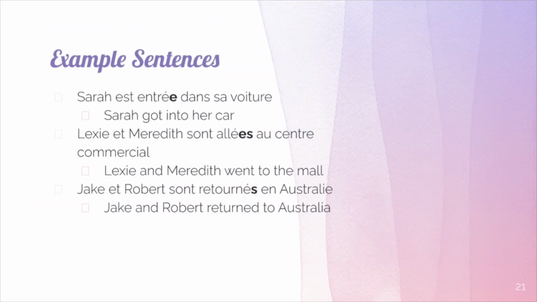Here are a couple of example sentences. The first one is Sarah est entrée dans sa voiture. There is an E at the end of the participe passé because the subject is feminine. Lexi et Meredith sont allées au centre commercial. There is an ES at the end of the participe passé because the subject is feminine and plural. The last sentence is Jake et Robert sont retournés en Australie. We add an S at the end of retourné because the subject is masculine and plural.